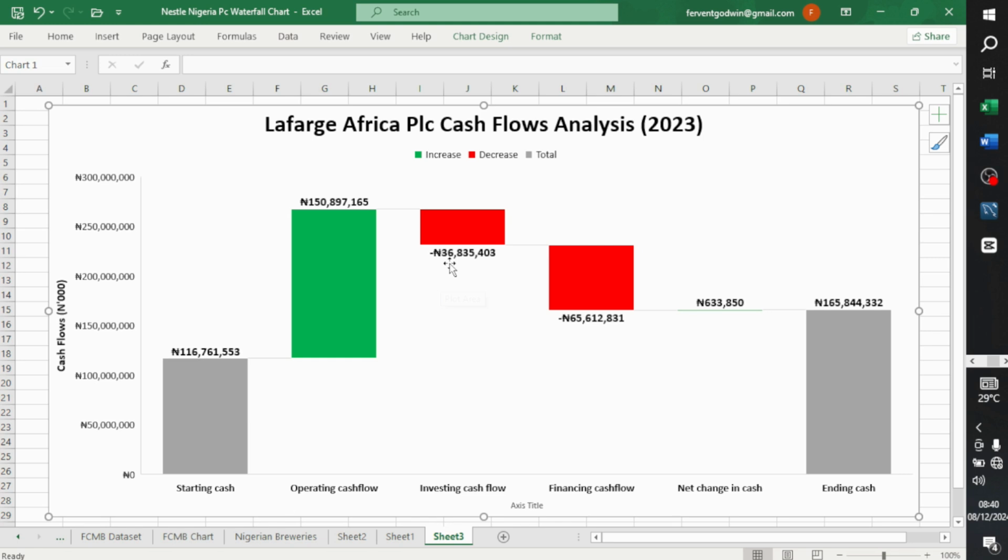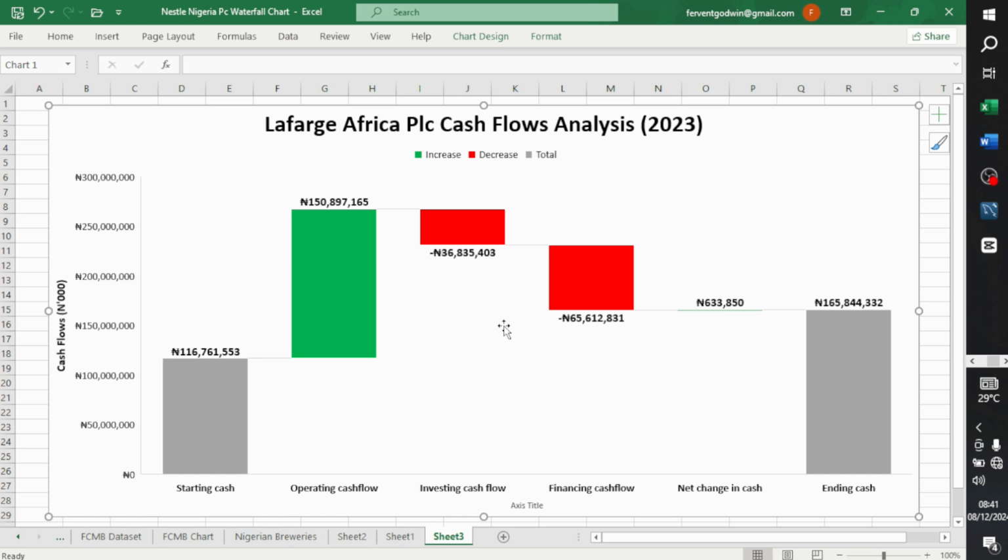Investors also like to look here: what are you doing with your cash? How is your cash flowing in? Where are you putting your cash? How much are you putting there? What did you start with? What did you end your year with? They can compare this year over year and see how the operations over the years have been. So this is the cash that flowed into investments for the year, which is 36.8 billion. Now we move to the financing cash flow.